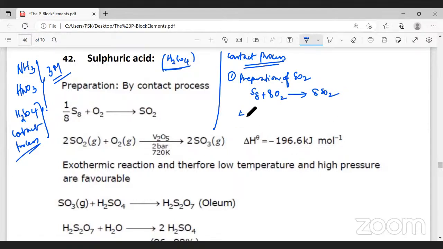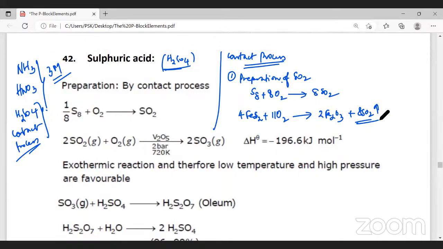And also I taught you, on a larger scale, sulfur dioxide can be prepared by roasting iron sulfide, iron pyrites. So when iron sulfide is burned with oxygen, we get Fe2O3, iron oxide, and 8 sulfur dioxide gas. So sulfur dioxide in large quantity can be prepared by burning sulfur or by roasting iron pyrites, ferrous sulfide. Did you follow the first step of the reaction? Step 1.